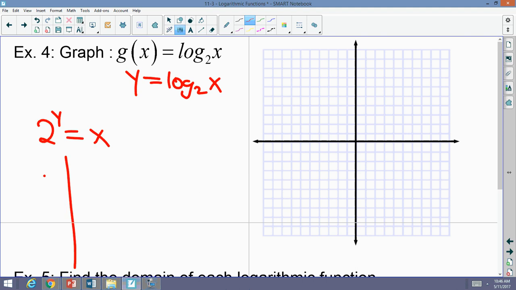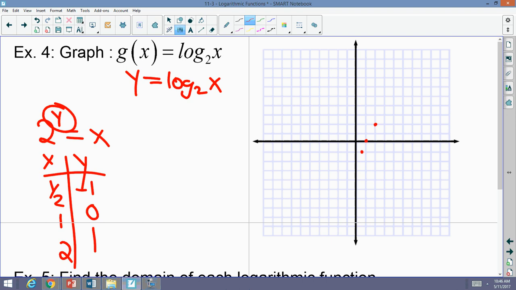Now, who's the independent variable this time, guys? The y. Remember, guys, exponentials and logarithms are inverses. So I'm going to choose values of y, and I'm going to choose negative 1, 0, and 1. 2 to the negative 1 is 1/2. 2 to the 0 is 1. And 2 to the 1 is 2. So now I have the points (1/2, negative 1), (1, 0), and (2, 1).